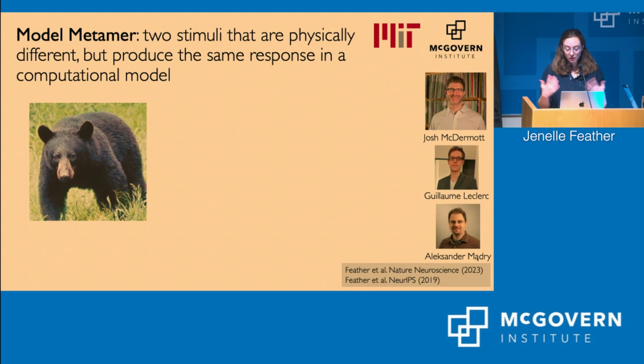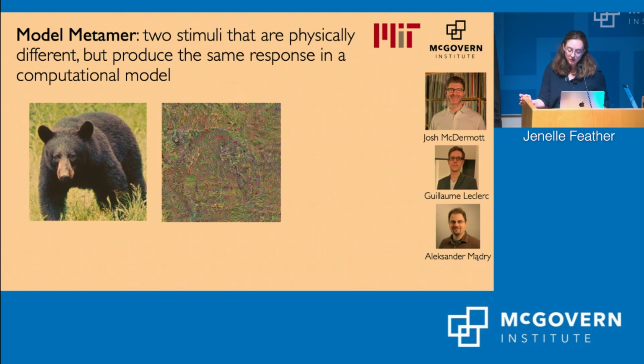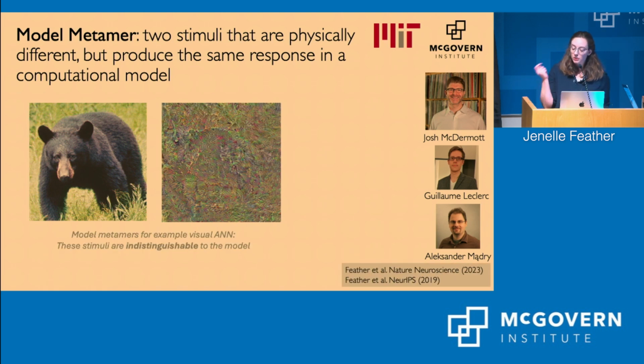And so if the models are good, we think that they might be because we use them every day, you might expect that, in fact, they have invariances that are similar to those of humans. But instead, this is the image that we get out. The model says that this image that really looks like noise is a bear. And in fact, these two images are model metamers for this particular visual artificial model. And so what that means is the model cannot tell these images apart, even though the one on the right is very clearly different and doesn't look natural at all.